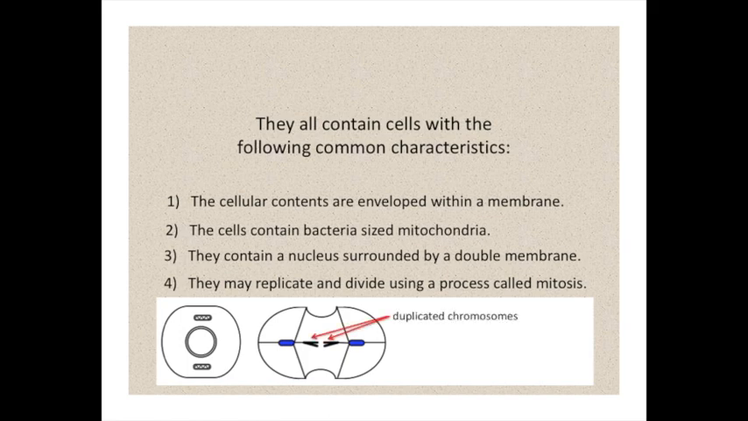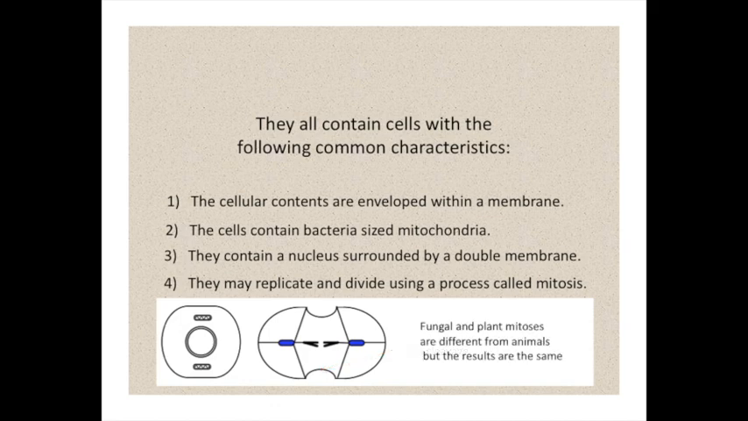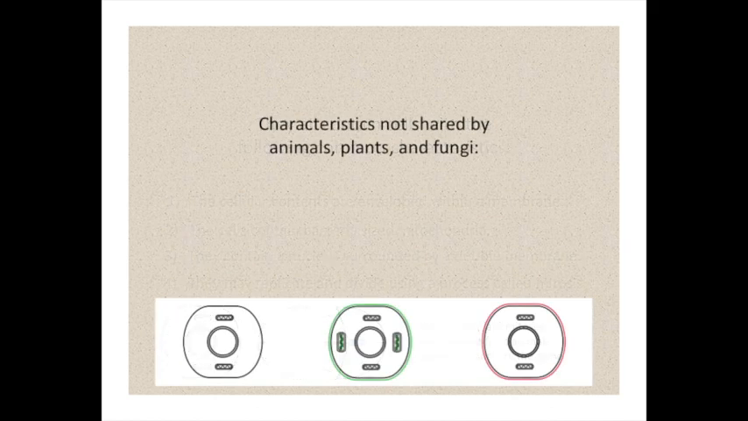Here we show the duplicated chromosomes, which are connected to the centrosome by way of spindle fibers, which are also connected to the cleavage site, where the daughter cells will be separating. Fungal and plant mitoses are different from animals, but the results are the same. Characteristics not shared by animals, plants, and fungi.